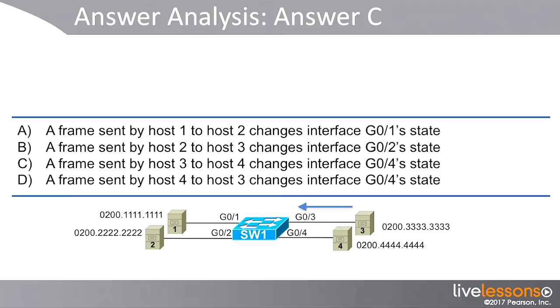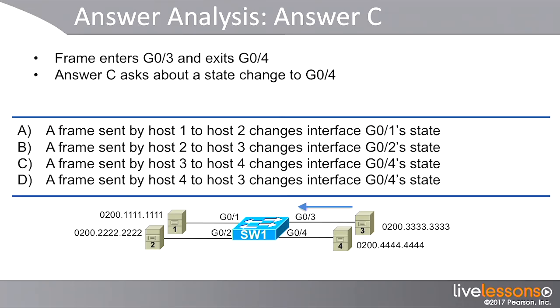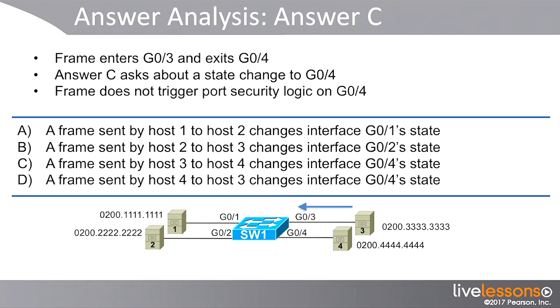A frame that's sent by host 3, and the arrow line shows the frame coming in from host 3, and it's going to host 4, and the answer says changes G0/4's state. Now the frame's coming in G0/3, and it goes out G0/4, and it's asking about a state change to G0/4. It turns out that does not trigger port security logic on interface G0/4.